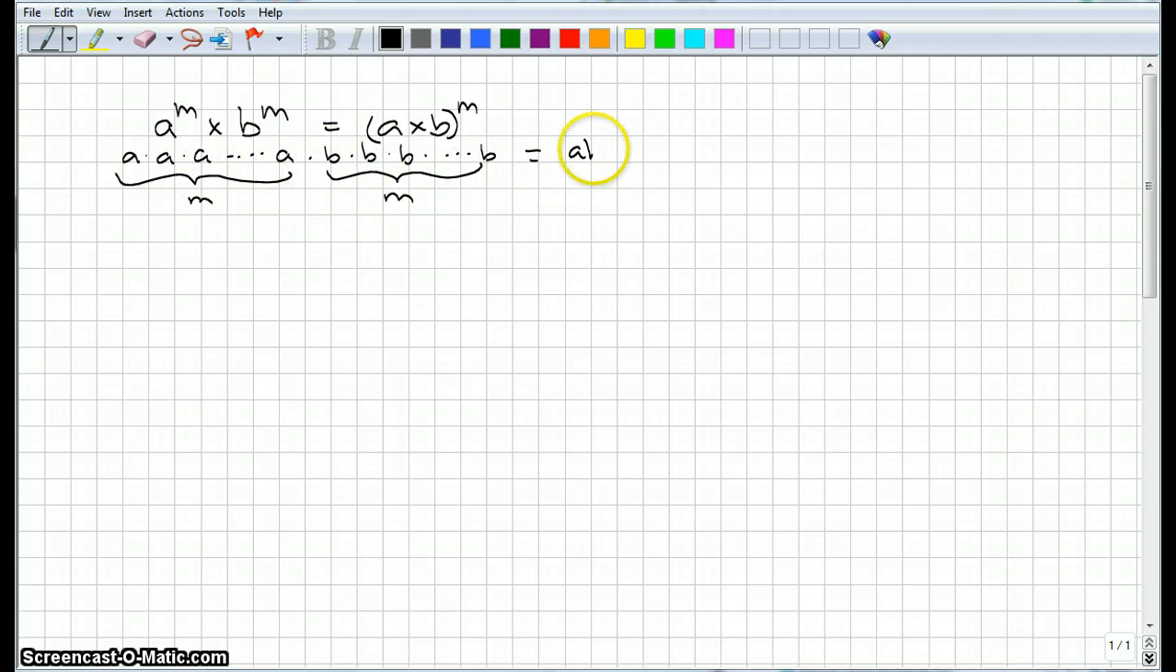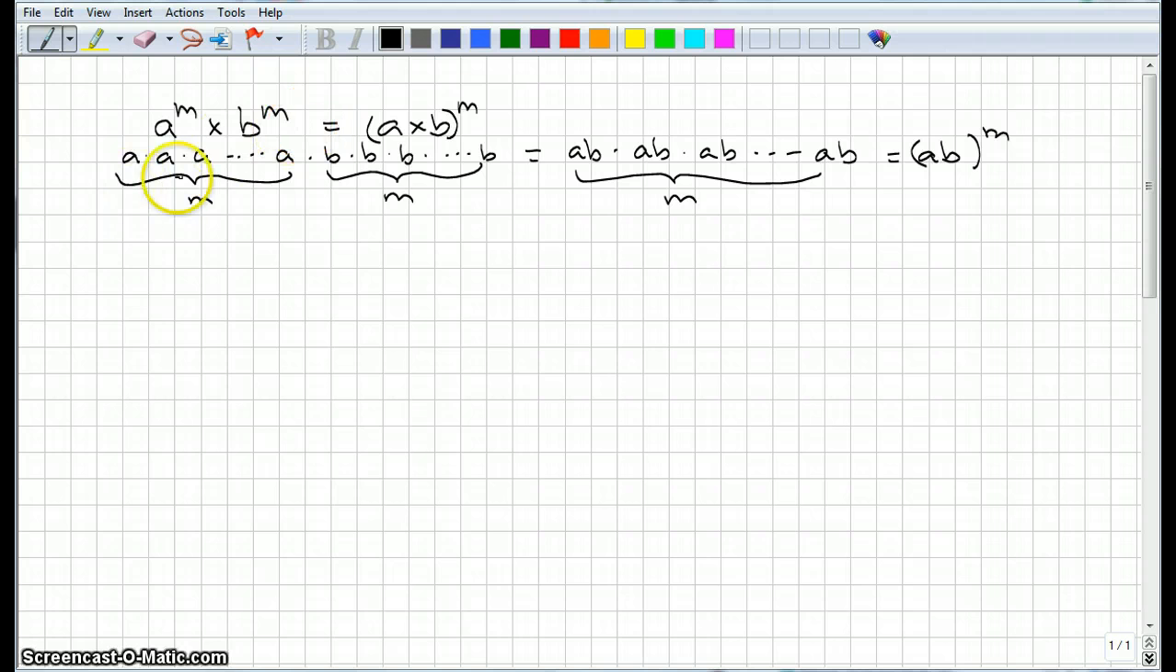So you could have ab times ab times ab dot dot dot times ab, and how many of them would there be? There would be m of them, right? Because you've got m a's and m b's, and you can pair up every a with a b, and you won't have any left over. And then you can see that that would be ab to the m. All right. And don't forget that this can go both ways.